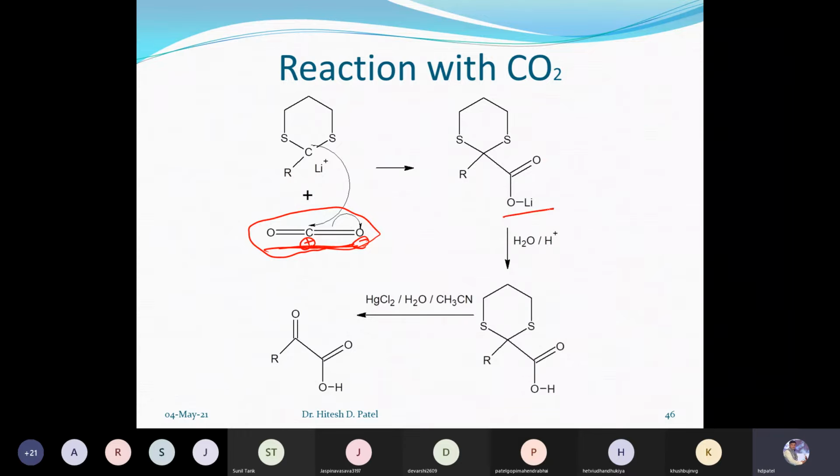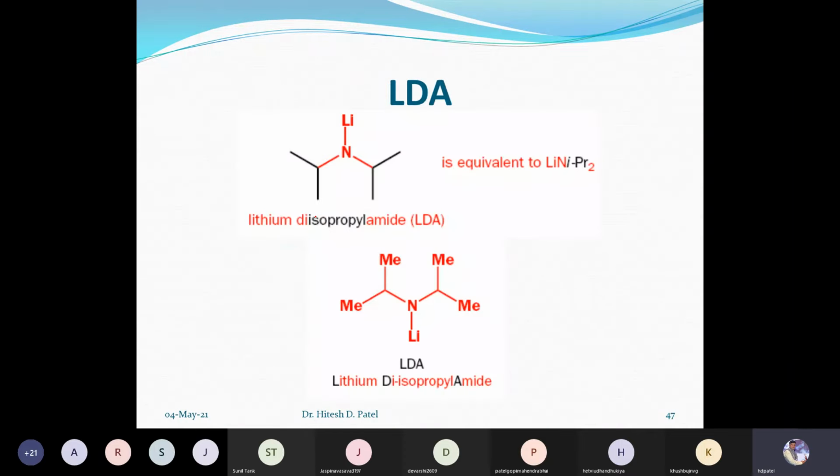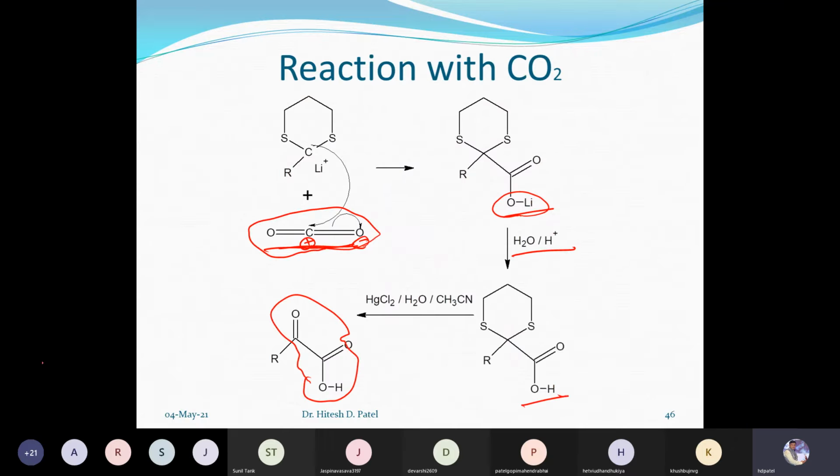O OLi. Then by treatment with water, first of all the OLi will convert into OH, and finally by treatment with HgCl2, water and acetonitrile we will get RC=O C=O OH. So a keto acid also we can prepare with the support of 1,3-dithiane. So these are the wide applications of 1,3-dithiane. Various types of compounds we can prepare with the support of 1,3-dithiane.